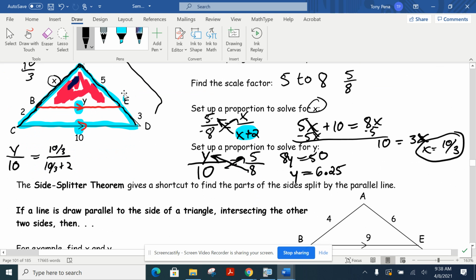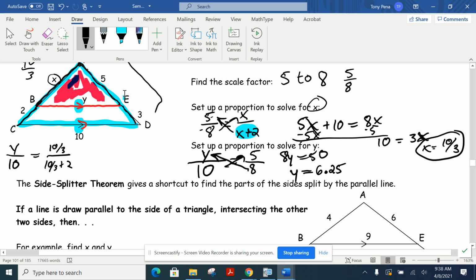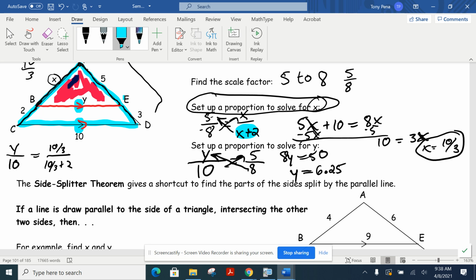I do. All right. However, there is a shortcut for one of those problems, and specifically there's a shortcut for us being able to figure out what x is, and it's called the side splitter theorem. The reason it's called that is because we are basically splitting the two sides with this parallel line right here.